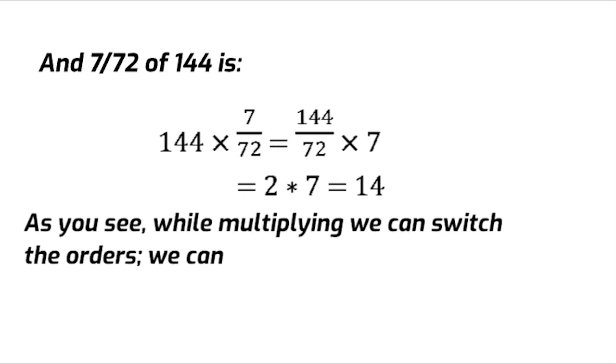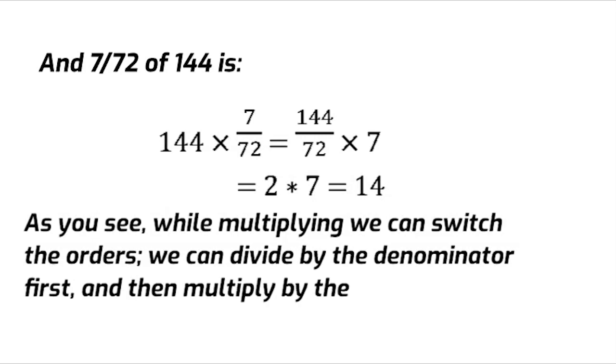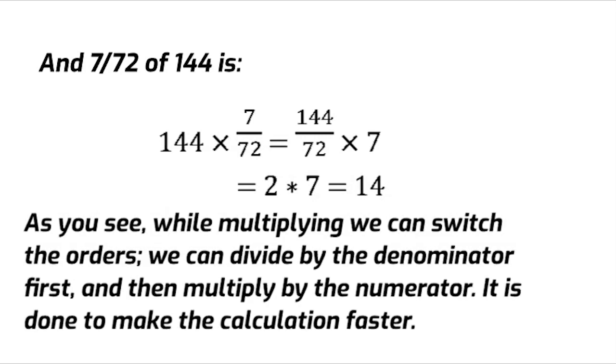As you see, while multiplying we can switch the orders. We can divide by the denominator first, and then multiply by the numerator. It is done to make the calculation faster.